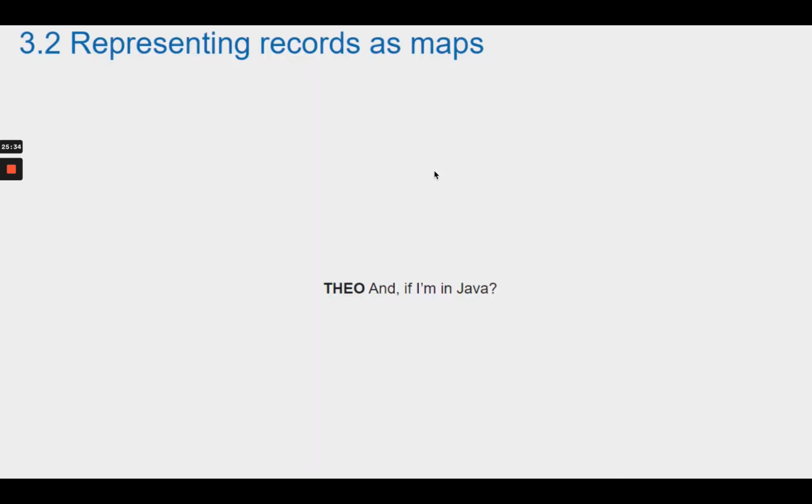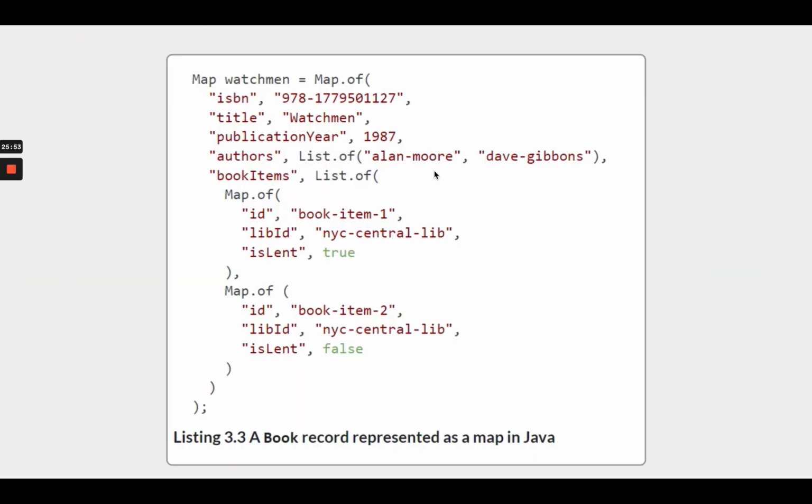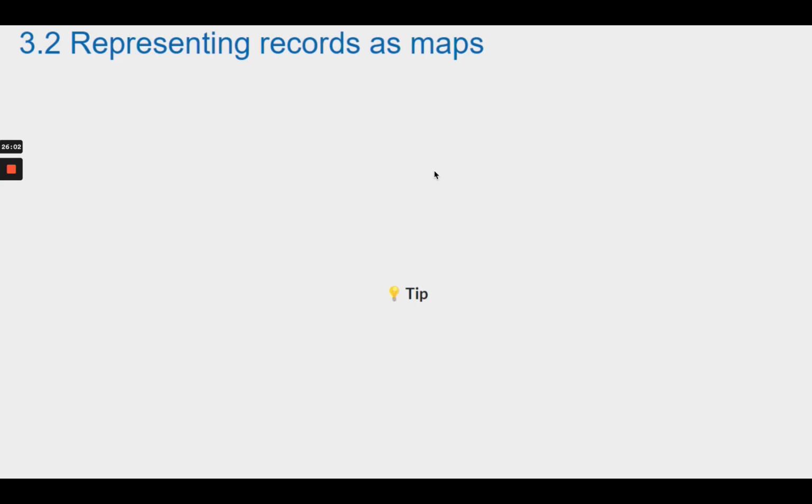Theo: And if I'm in Java? Joe: It's a bit more tedious, but still doable with the immutable map and list static factory methods. Note: see Creating Immutable Lists, Sets, and Maps at this link for more information on this Java core library. Joe types the Java code to create an instance of a book record represented as a map. He shows Theo the Java code. Tip: in DOP, we represent a record as a heterogeneous string map.